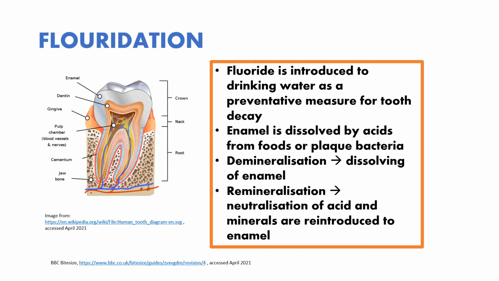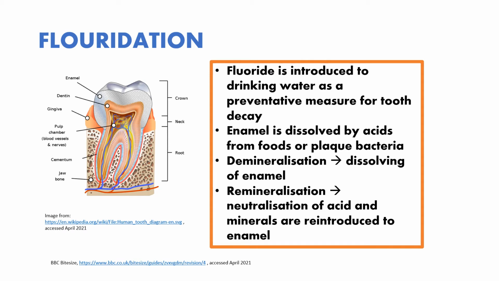What is fluoridation? Well, fluoridation is a preventative measure for tooth decay, where small amounts of fluoride are added to drinking water. Tooth decay is where enamel on our teeth reacts with acid and dissolves. Acid can be present in our mouths by either acid produced by bacteria living in our mouths from the sugar we eat, called plaque acid, or from acidic foods.